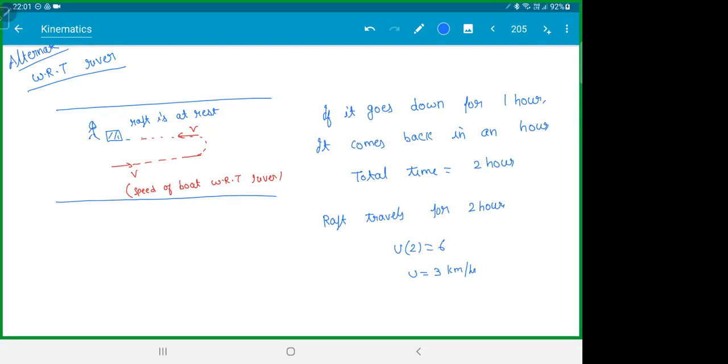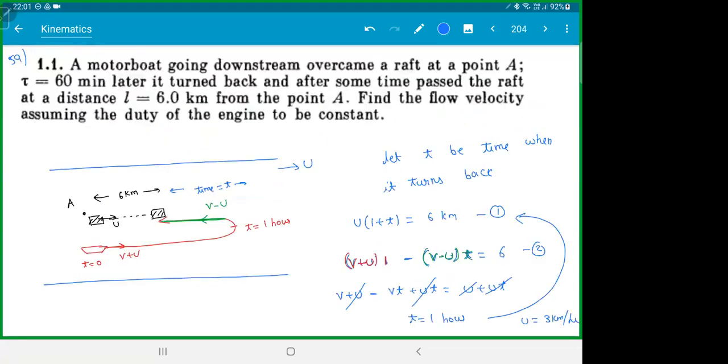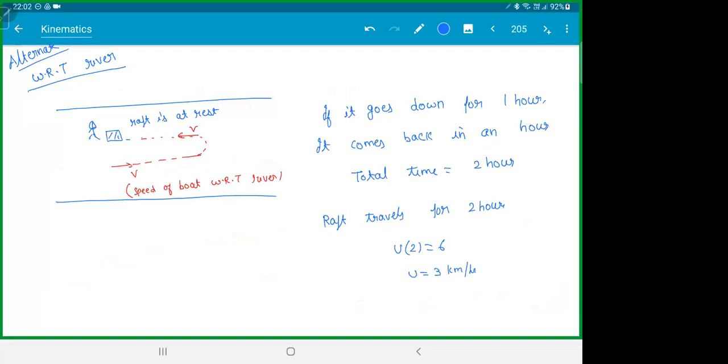If you stop the river, you will think the raft is never moving. The raft is just there only. And the speed of the boat is v with respect to the river. So the person on the river will think the boat is always going with v only, front and back. Is this clear, everyone? This is a much faster way. This will make you feel like, okay, what is happening exactly? But this will give you the answer faster. Please check. Clear?